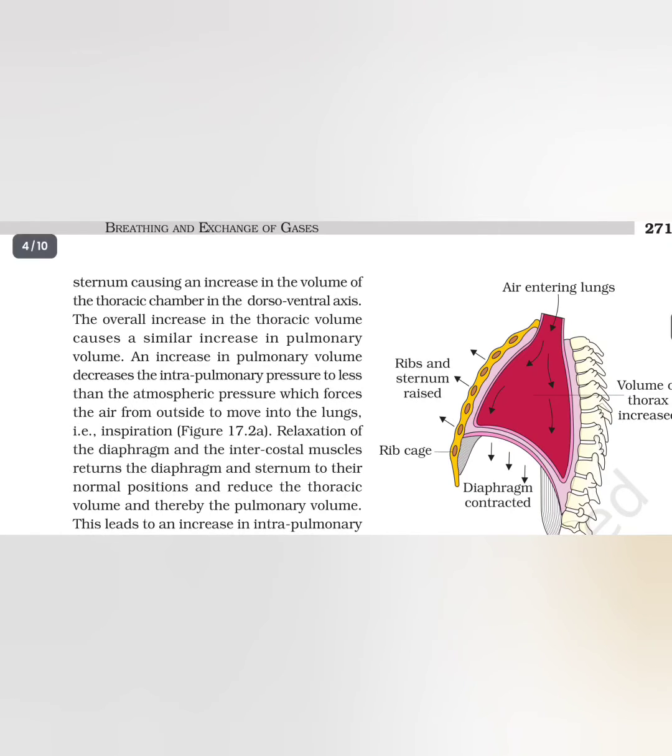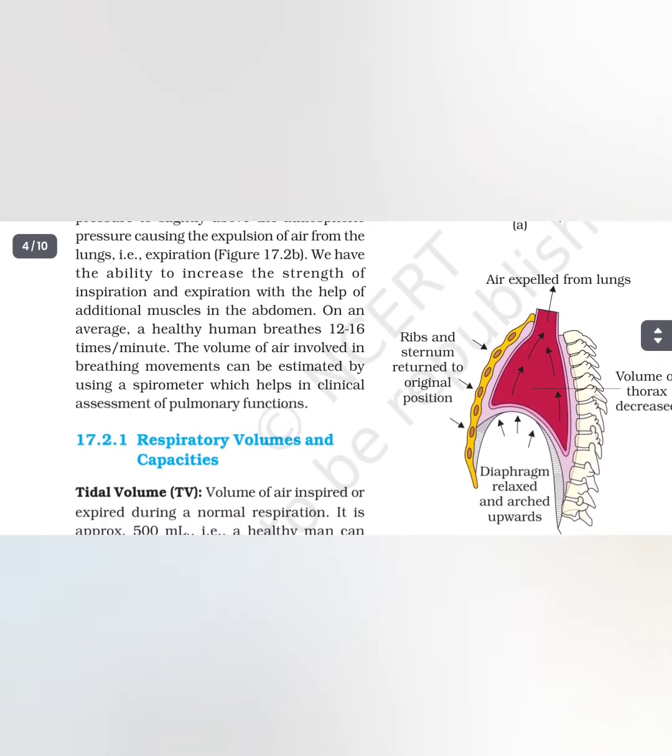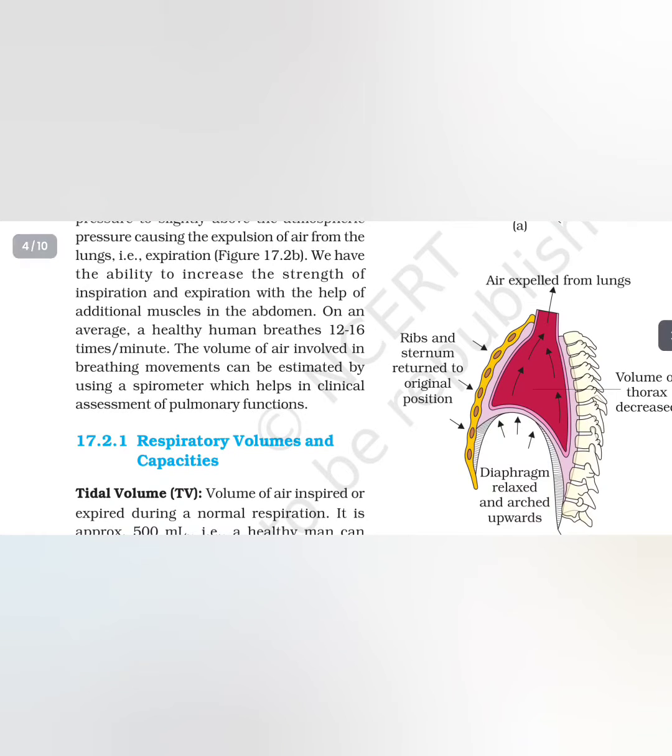That is inspiration. Relaxation of the diaphragm and the intercostal muscles returns the diaphragm and sternum to their normal position and reduces the thoracic volume and thereby the pulmonary volume. This leads to an increase in intrapulmonary pressure to slightly above the atmospheric pressure, causing the expulsion of air from the lungs, that is expiration. We have the ability to increase the strength of inspiration and expiration with the help of additional muscles in the abdomen. On an average, a healthy human breathes 12 to 16 times per minute.